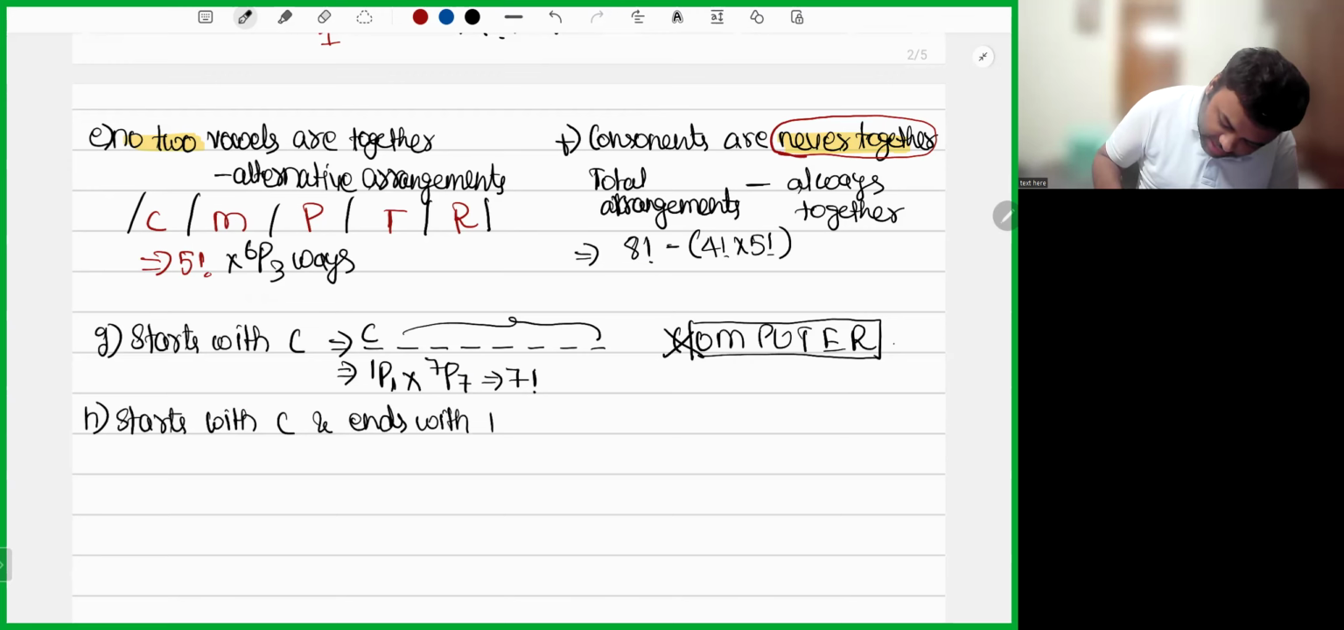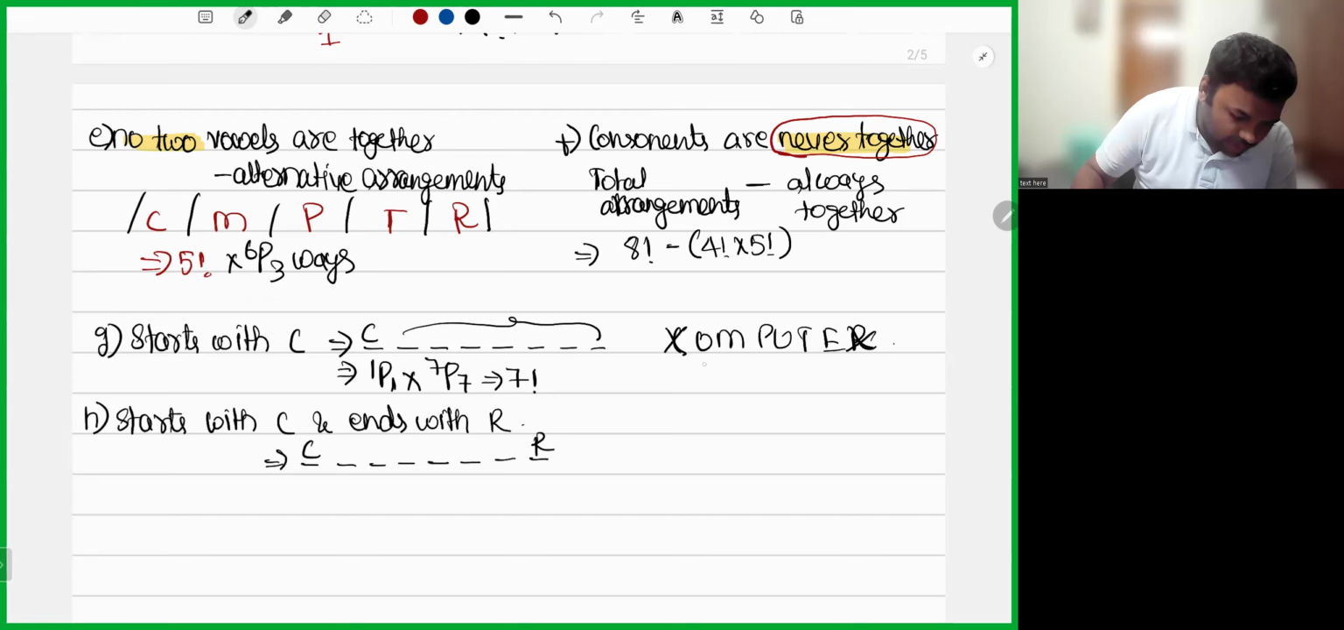Starts with C and ends with R. 1, 2, 3, 4, 5, 6, 7, 8. He's telling us it will start with C and it will end with R. Take this C and place it here. Take this R and place it here.